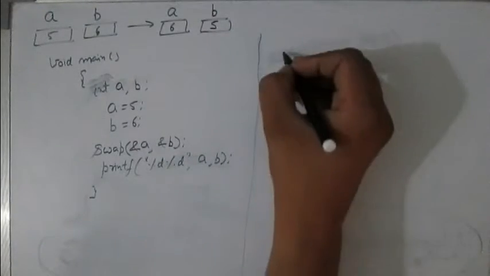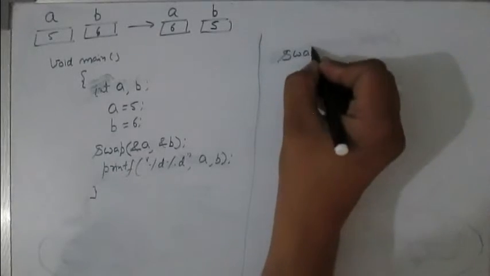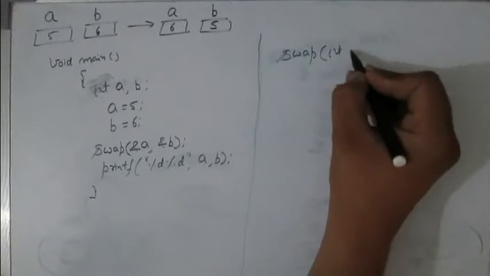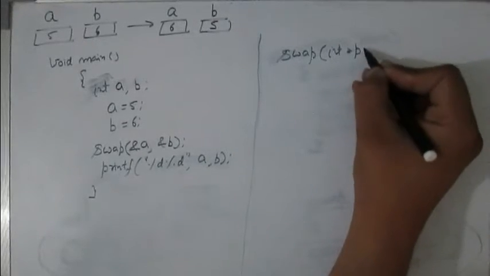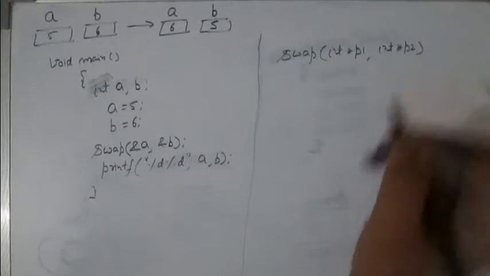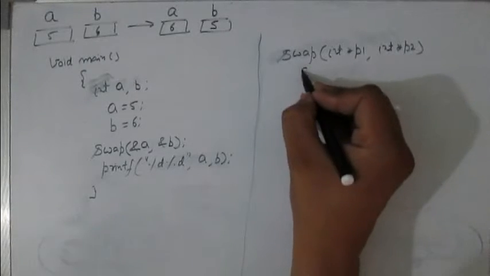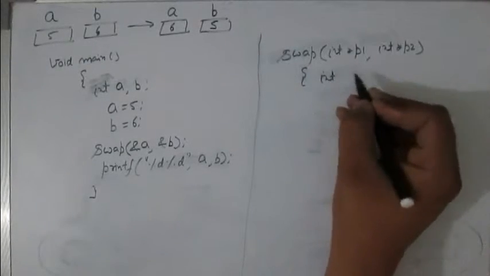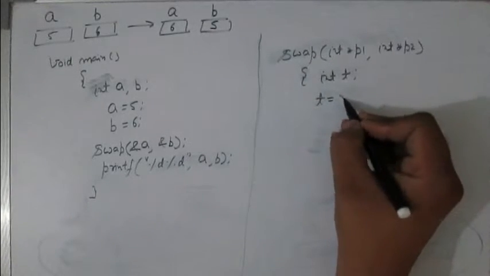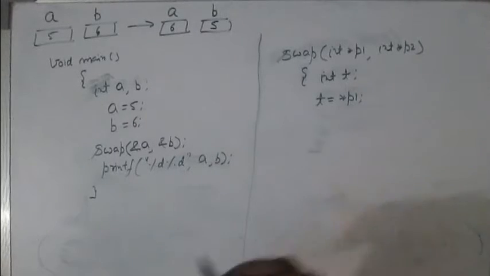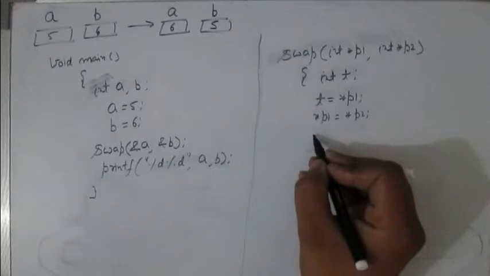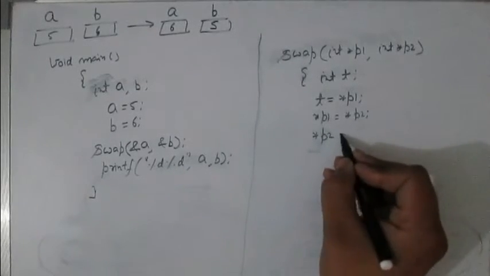Let us write the definition of the swap function. Because we are passing addresses here, we need pointer variables in the argument list. Because these are pointer variables, they are capable of storing addresses. Here also we will require a third variable T. T equal to star P1, star P1 equal to star P2, star P2 equal to T.